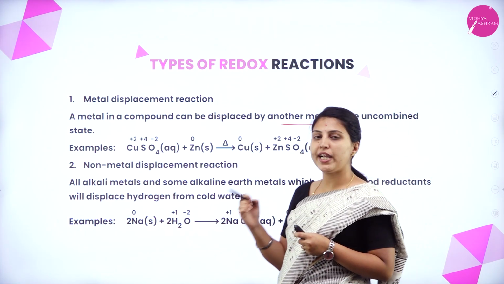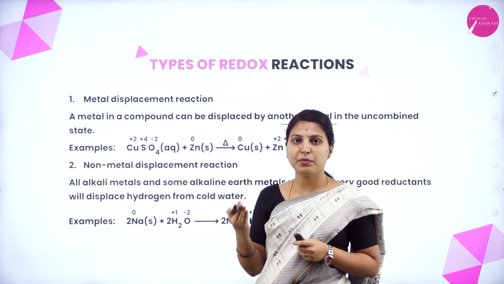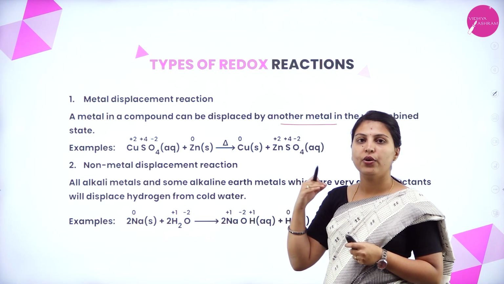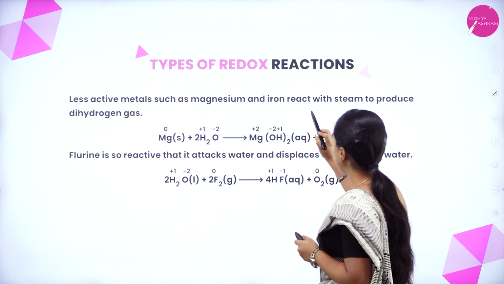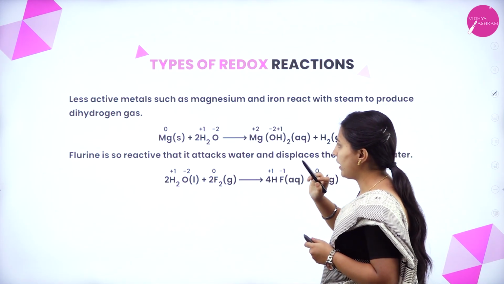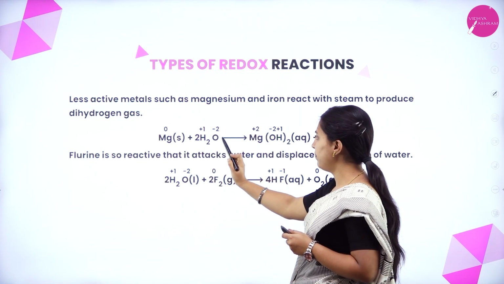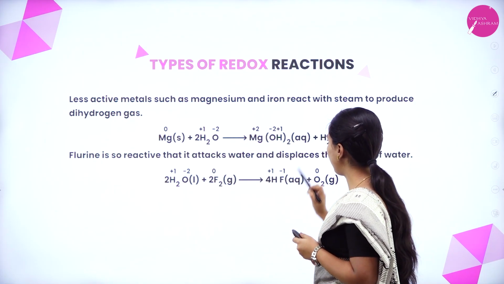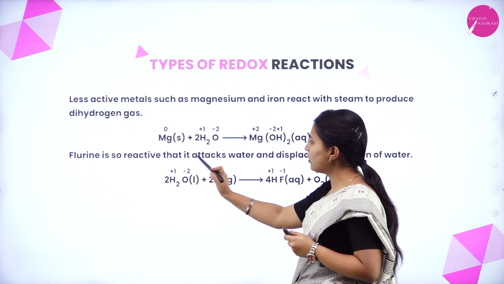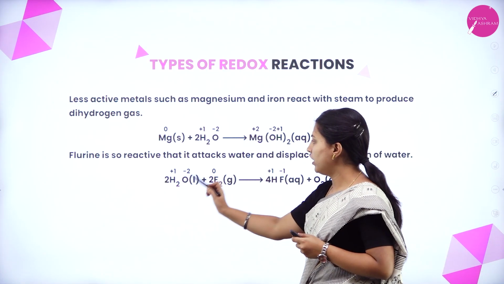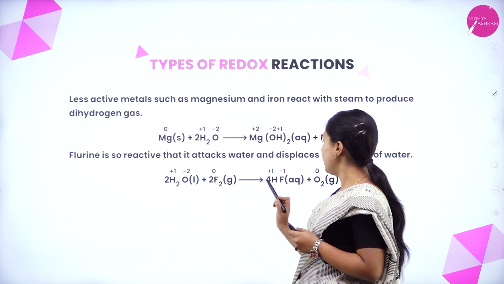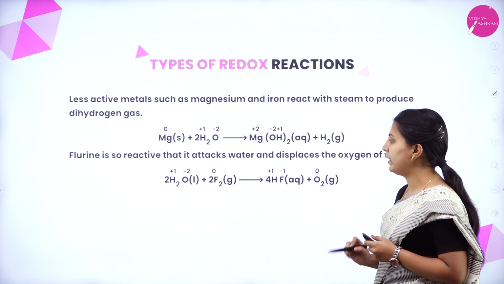All these types of reactions are common reactions, but here they are seen as redox reactions. Less reactive metals such as magnesium and iron react with steam to produce dihydrogen gas. See here, magnesium and water: magnesium hydroxide will form with hydrogen gas. Fluorine is so reactive that it attacks water and displaces the oxygen of water. Here water with fluorine, HF and O2 will be liberated.